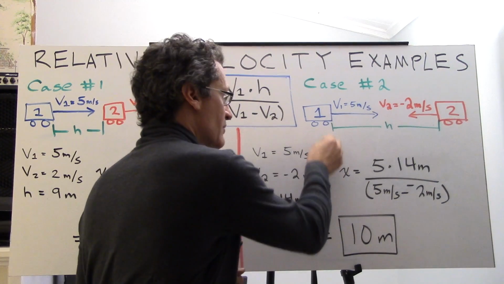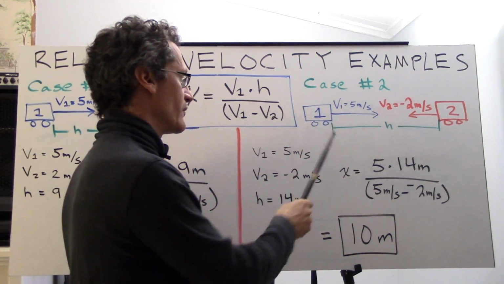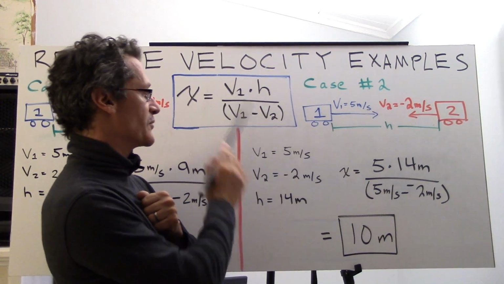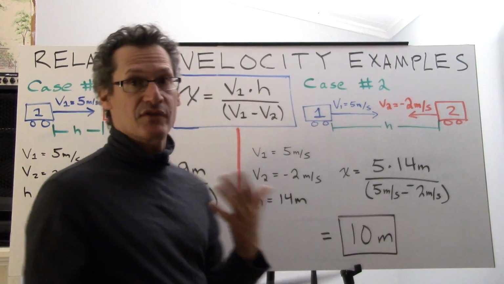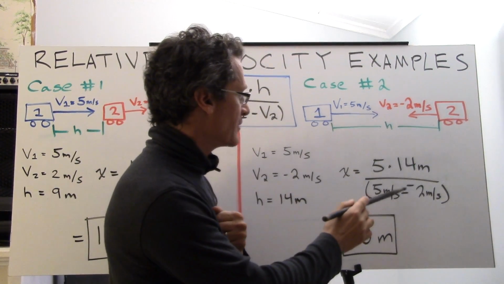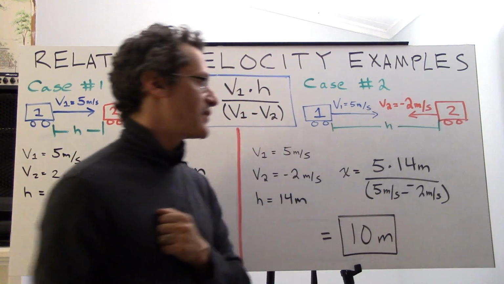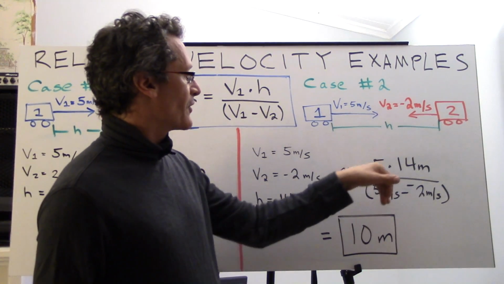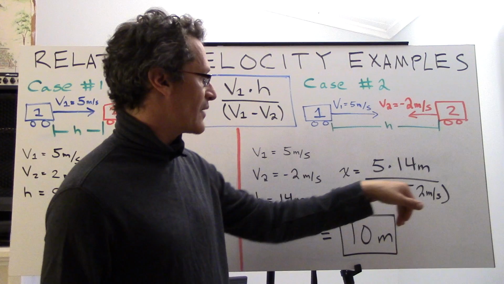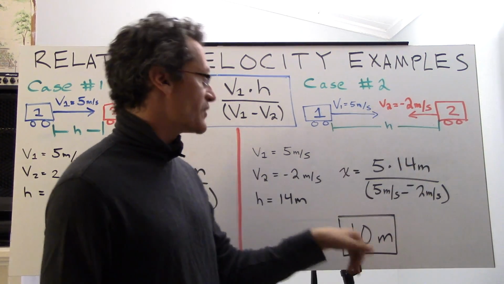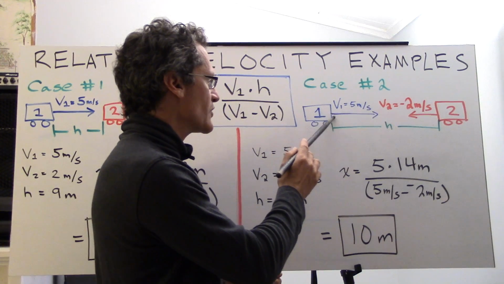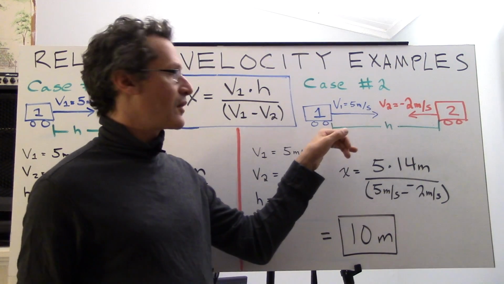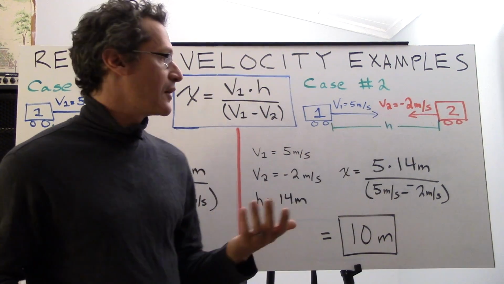Okay, and let's consider this to be the origin over here. That would be relative to V1. This is how this is derived. X equals 5 meters per second, times 14 meters, that's the h, the separation, and we have 5 meters per second minus negative 2 meters per second. This becomes a plus sign over here pretty much, minus a negative is plus. So we have 5 times 14 divided by 7, that's the same thing as 5 times 2, or 10 meters. So these two will meet at position 10 meters, which is 10 meters away from car number 1, and that'd be 4 meters away from car 2.